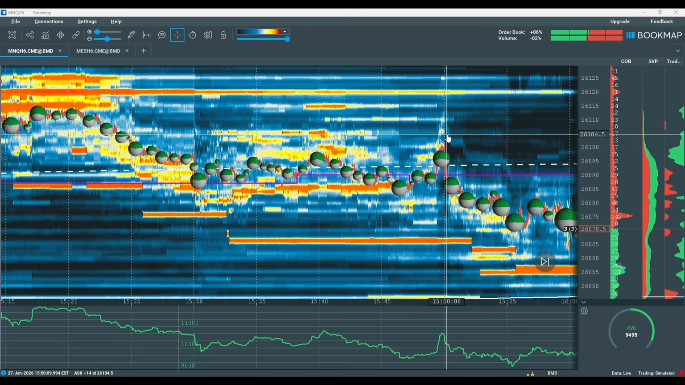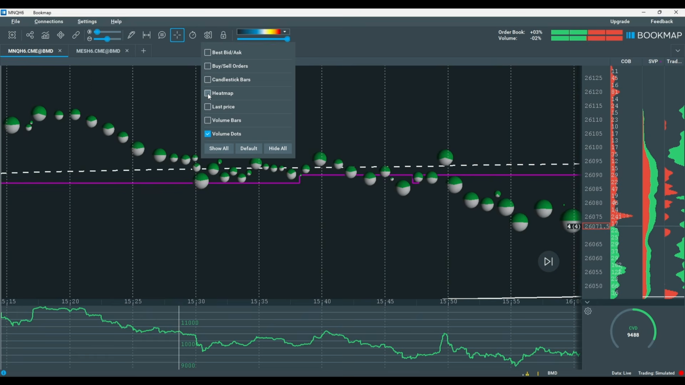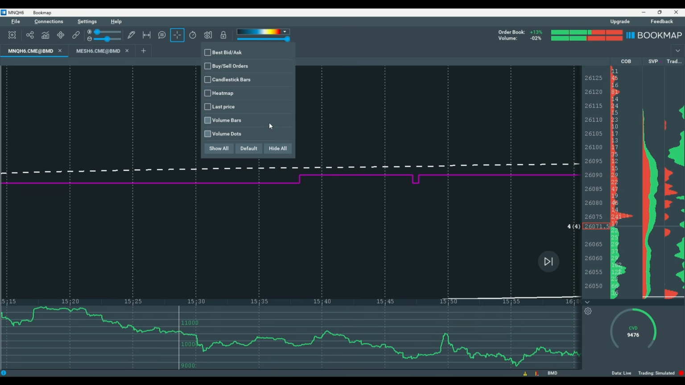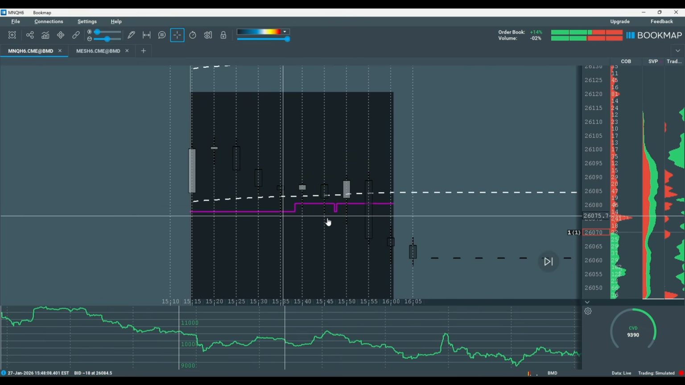I'm going to take all these elements off the chart and then we'll add them back one at a time. We can do that here. We're going to take the best bid and ask off, the heat map is off, and our volume dots are off. So we have a blank chart here. And what I want to do to start is, for comparison, we'll put on candlesticks. Here's candlesticks. Now I have these currently set to 5 minutes.